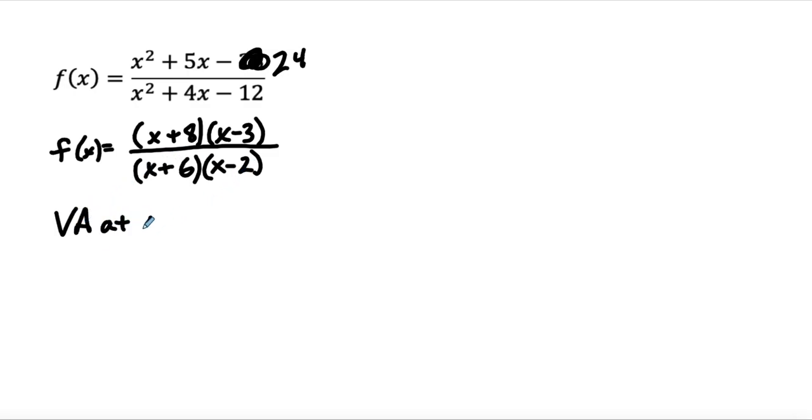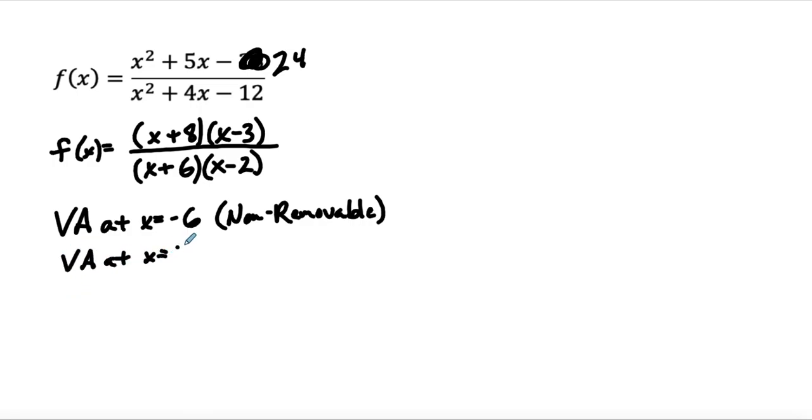So we got a VA at x equals negative 6, and that is non-removable. That'll never change. It'll always be non-removable. And then we have another one, a VA at x equals 2, and that is also non-removable. And you don't really even have to state it, because if there's no hole in the graph, you don't have to state it. And now you're done with this one.